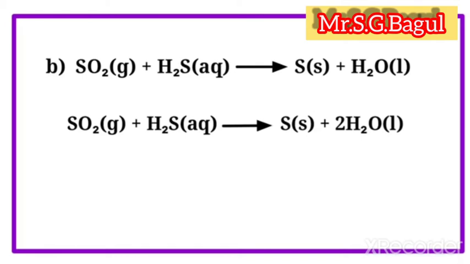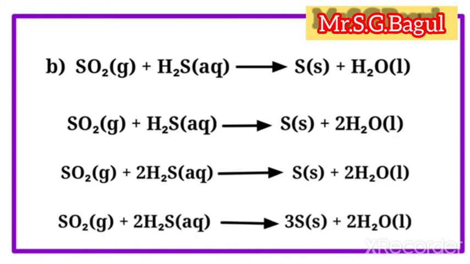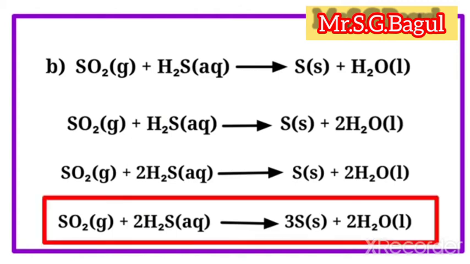Now check whether the equation is balanced. The number of hydrogen atoms is unequal on the two sides. So apply a factor 2 to the reactant H2S. So we will get this reaction. Now check whether the equation is balanced. The number of sulfur atoms is unequal on the two sides. So now apply a factor 3 to the product S. Now we will get this reaction. Check whether the equation is balanced. Now this is the balanced equation.